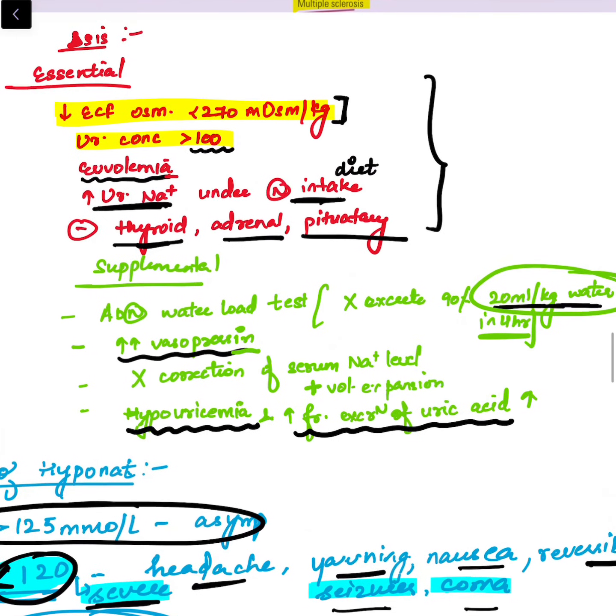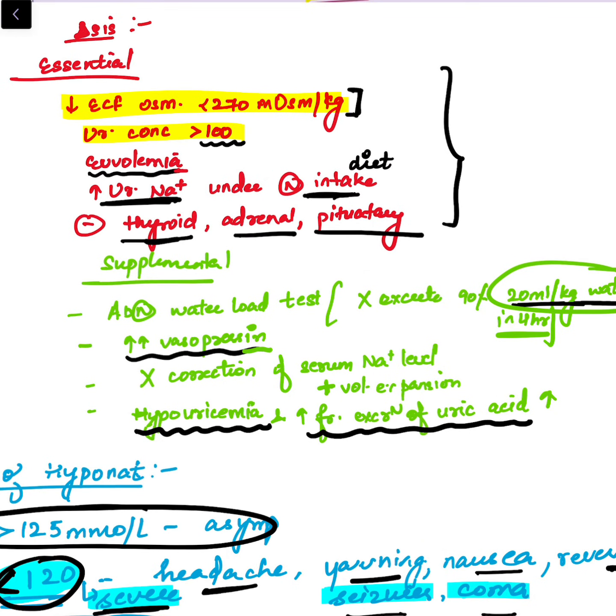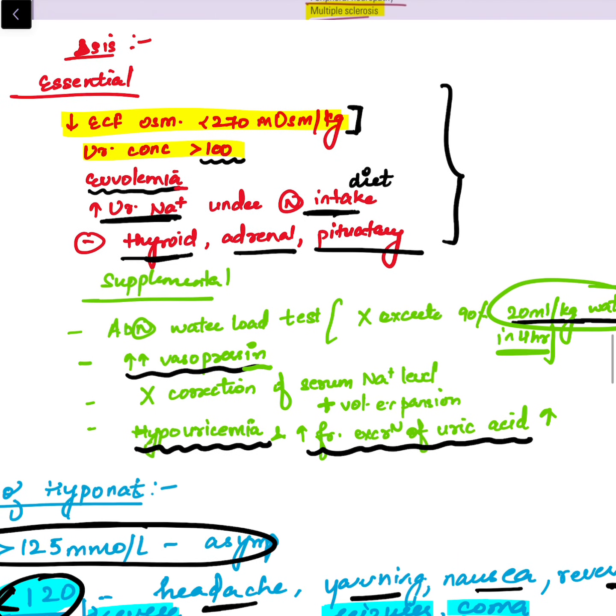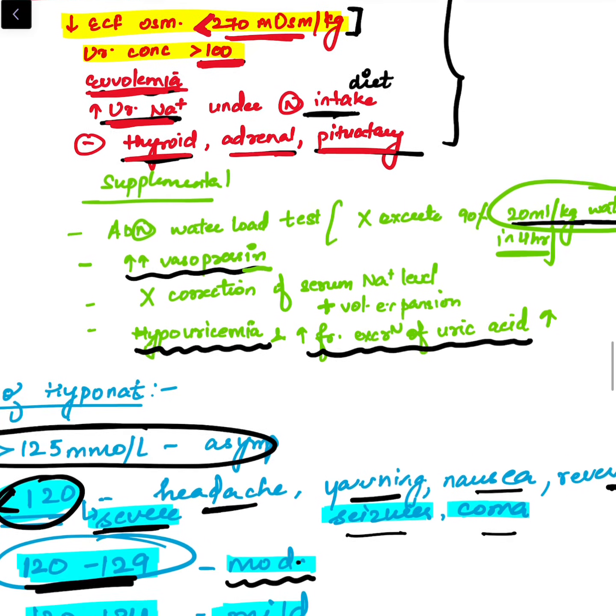There's a diagnostic criteria, as you all know. We were considering true hyponatremia to be hypotonic. The serum osmolality is less, the urine concentration will be more, and even the urine sodium will be more, even after taking a normal sodium diet, and with euvolemia. There should be absence of thyroid, adrenal, or pituitary disorder. This comes under the essential criteria.